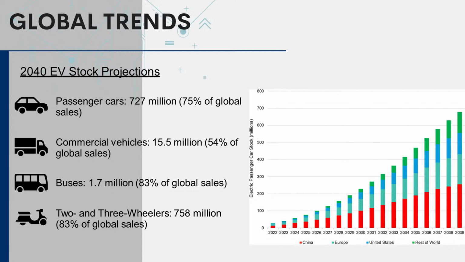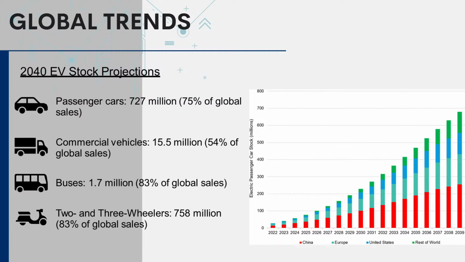Next is the electric buses. Here the number of electric buses will keep growing; we can expect 1.7 million to be sold by the year 2040. That means 83% of all global bus sales. Cities will use electric buses for public transportation purposes.